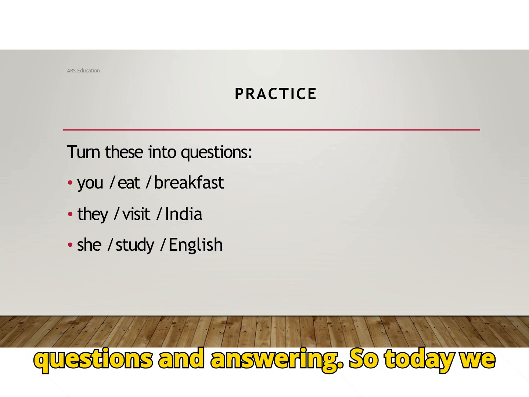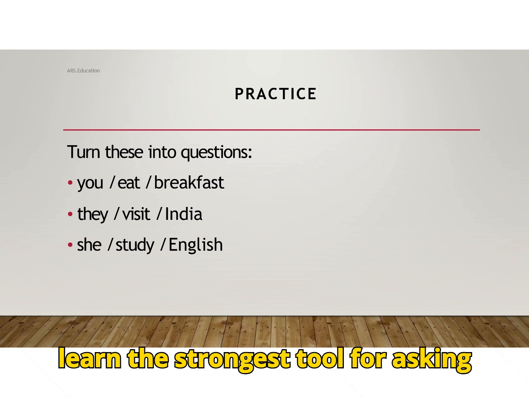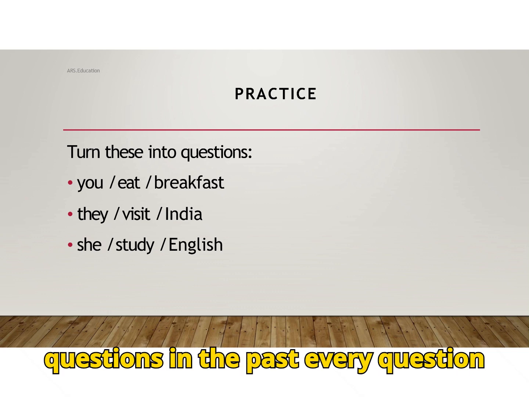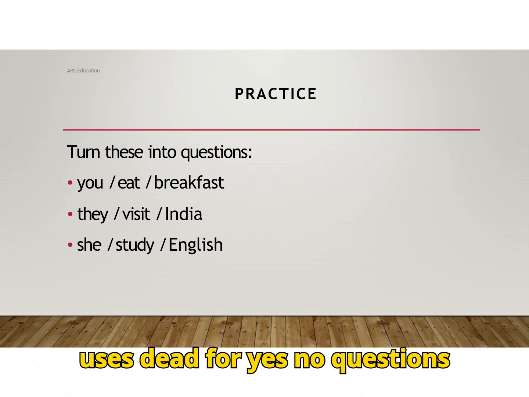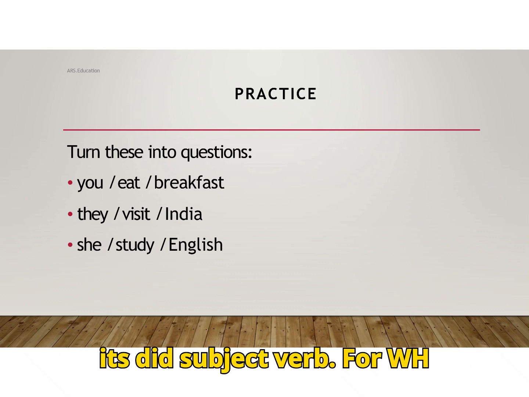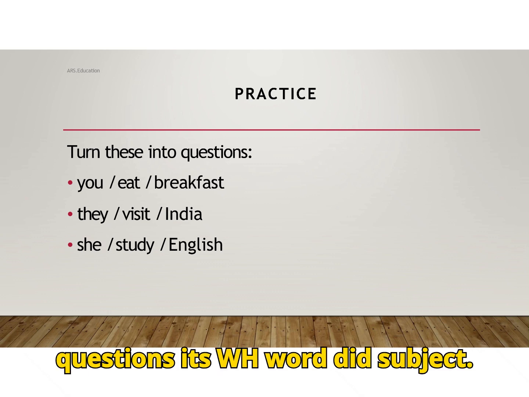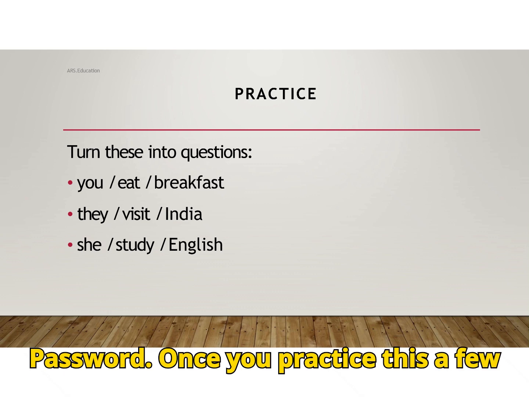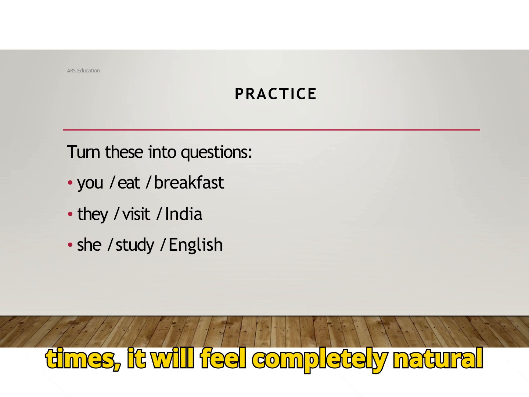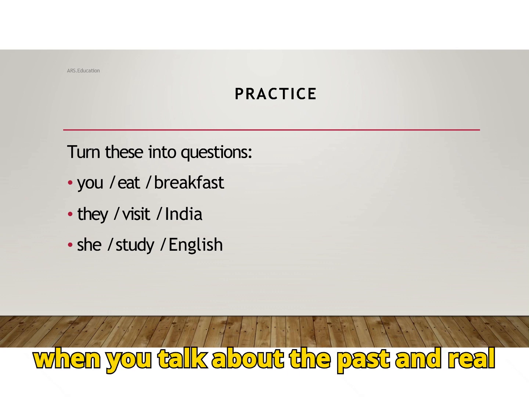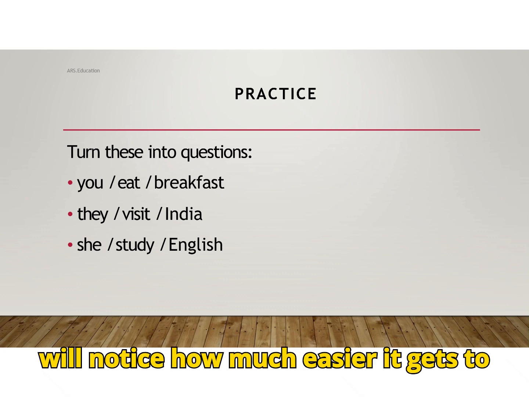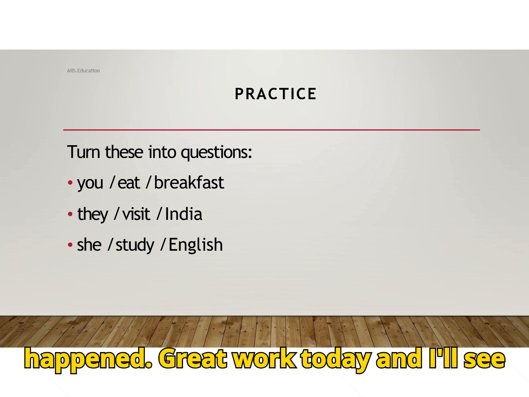So today we learned the strongest tool for asking questions in the past. Every question uses "did." For yes, no questions, it's did plus subject plus verb. For WH questions, it's WH word plus did plus subject plus verb. Once you practice this a few times, it will feel completely natural when you talk about the past in real conversations. Keep practicing, and you'll notice how much easier it gets to speak about anything that already happened.